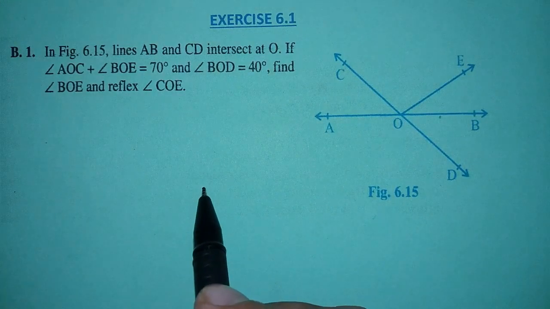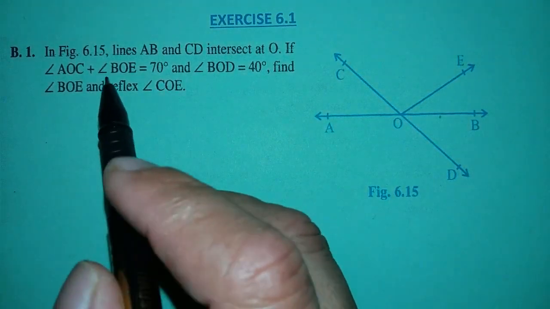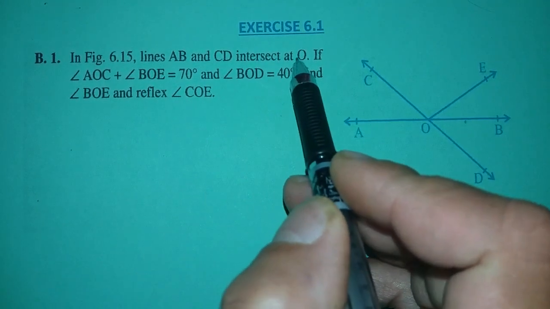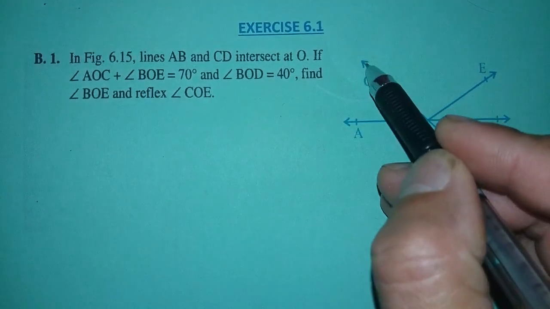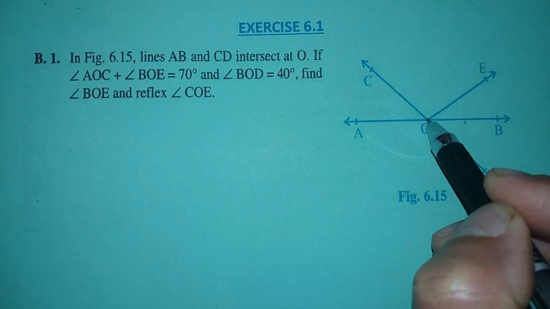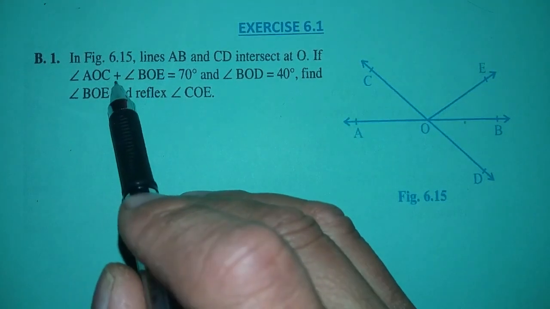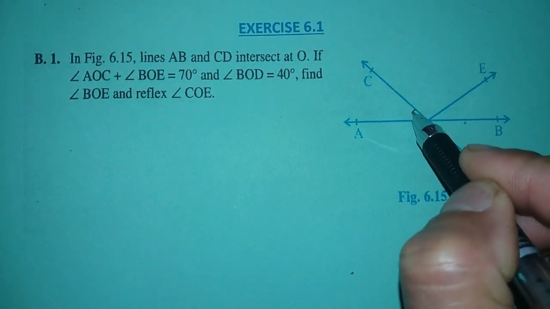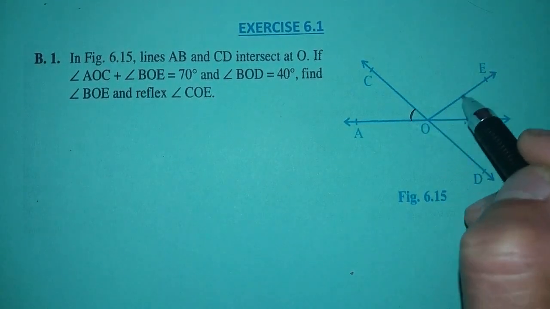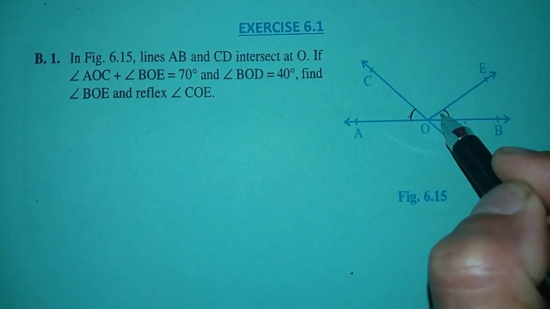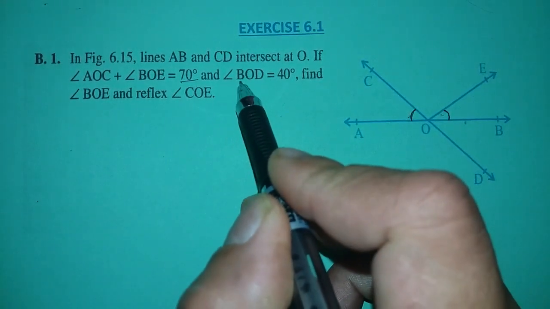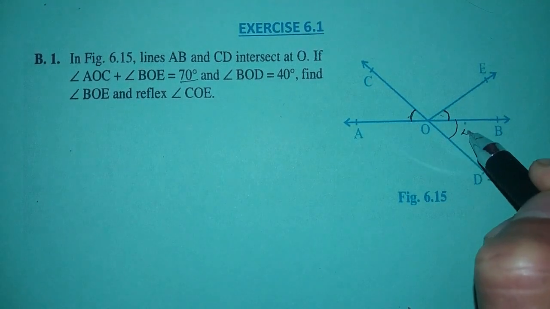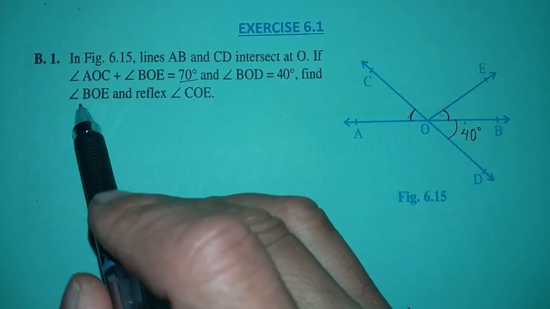Now here we are going to see the non-MCQ questions. The first question is, in the given figure, lines AB and CD intersect at O. This is line AB and this is line CD, and they are intersecting at O. If angle AOC plus angle BOE is equal to 70 degrees, now AOC is this angle and BOE is this angle, so the sum of these two angles is 70 degrees, and angle BOD is equal to 40 degrees. Find angle BOE.